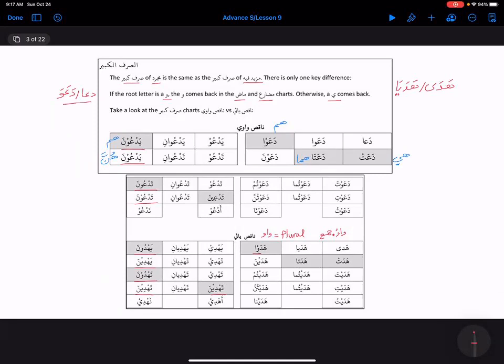So da'a will become da'awa, that is da'a, right? So basically it is waw. So if the root letter is waw, the waw comes back in madi. Because when we are writing, we say da'a, right? And then da'a, or we write, I think like that. So da'a, this is huwa, and this is huma. Da'a, da'awa. So this waw is coming back. Yeah, it's written over here.